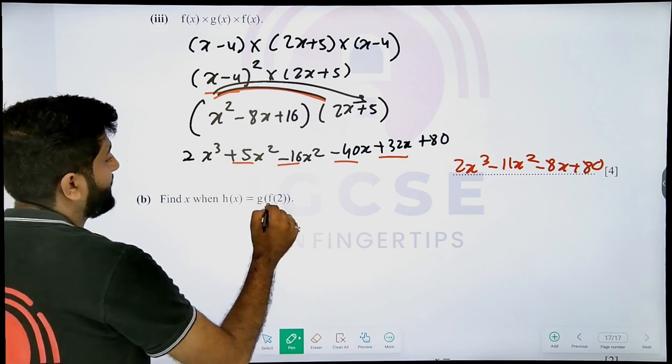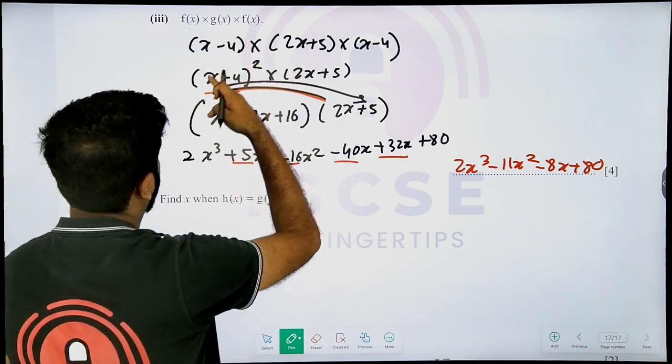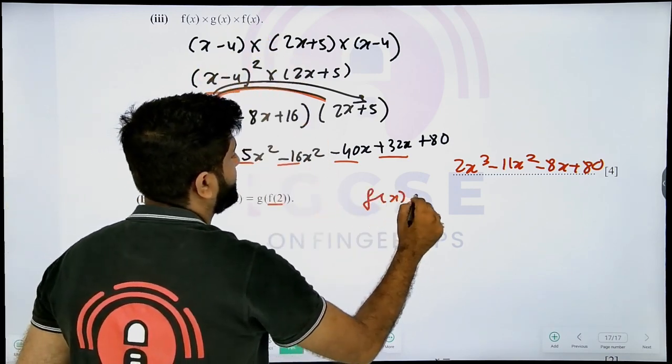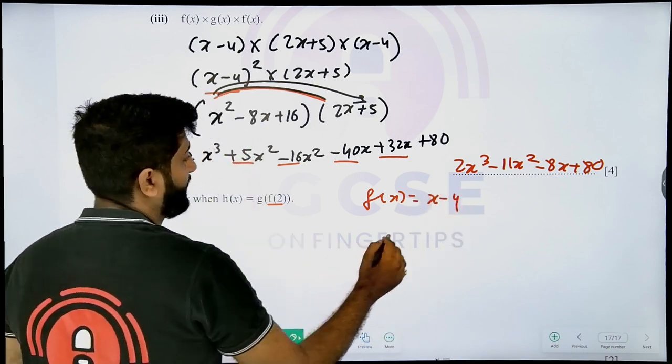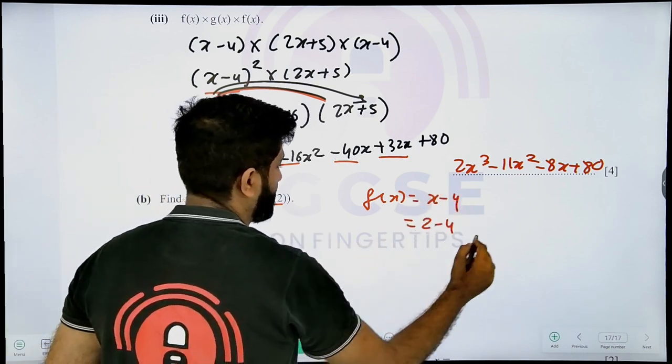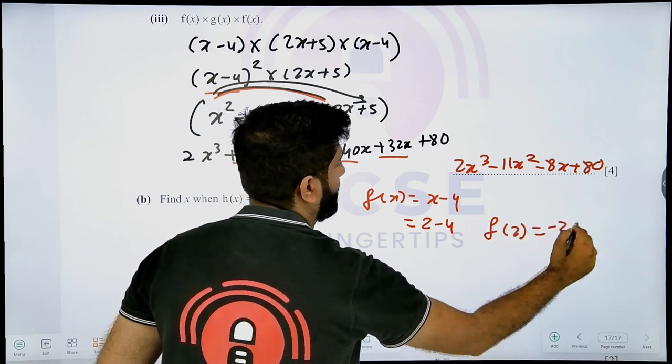Now next is find x when g of f of 2. Okay. So first let me find f of 2. What is f of 2? What is f of x? I know f of x is x minus 4. So f of 2 is going to be 2 minus 4. That is f of 2 is negative 2.